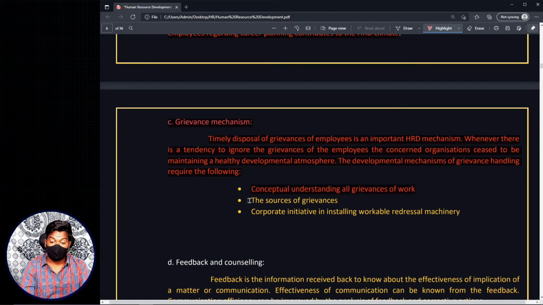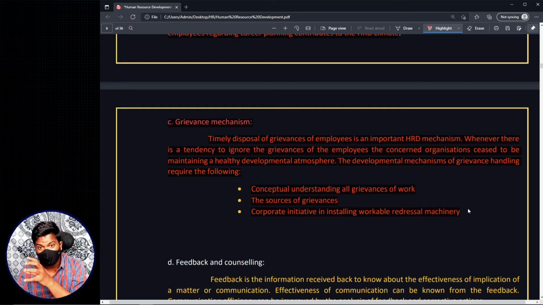Now the second one is the sources of grievances, and the third one is corporate initiative in installing workable redressing machinery. That means basically here we are trying to tell that, in order to set up a good grievance machinery, first of all you need to have a good understanding of all the grievances, or basically you need to understand what you mean by grievances and what are the different grievances in organizations. That is the first and foremost thing.